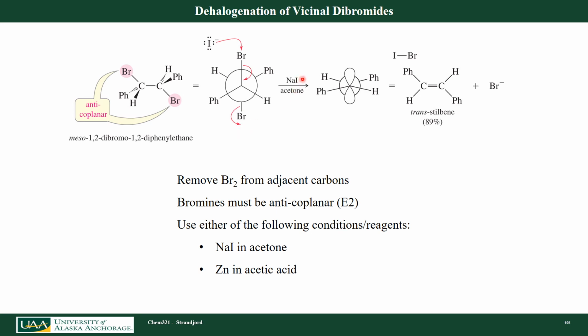If I throw in some sodium iodide, it tends to attack the bromine, and I undergo an elimination reaction. So this is a special one. Iodide anion removes vicinal dibromides to form an alkene. Again, the bromines must be anticoplanar to each other. I could use either sodium iodide, or in some cases we found another reagent that does the same thing, just zinc metal. So I could either use iodide or I could use zinc to eliminate vicinal dibromides, bromines on two adjacent carbons, to form an alkene.